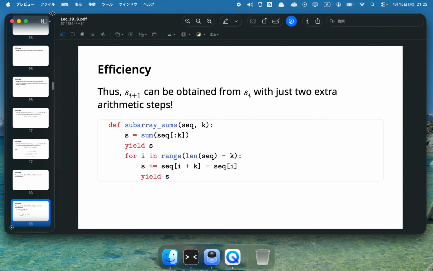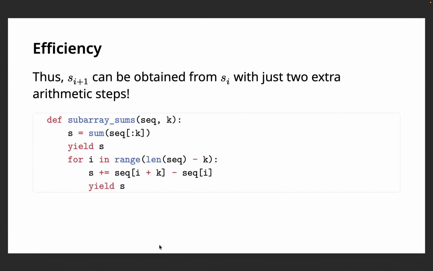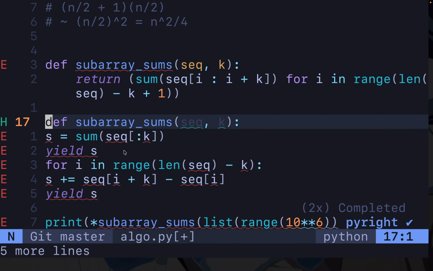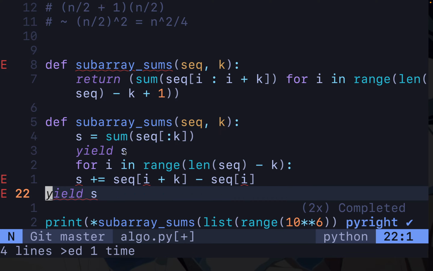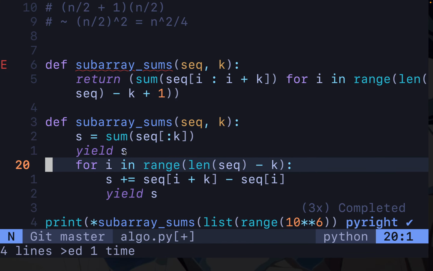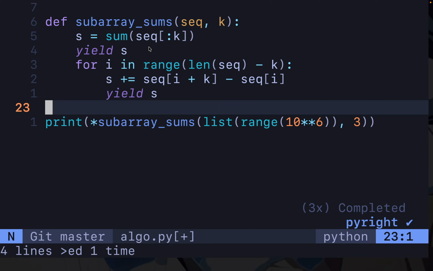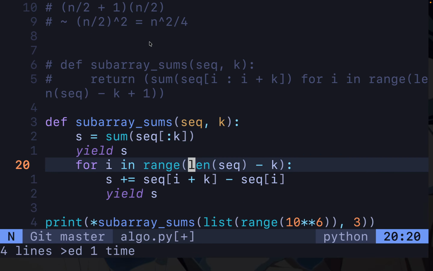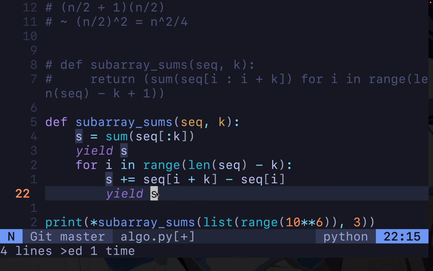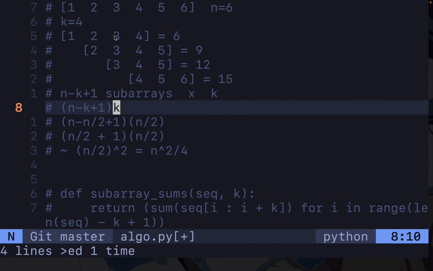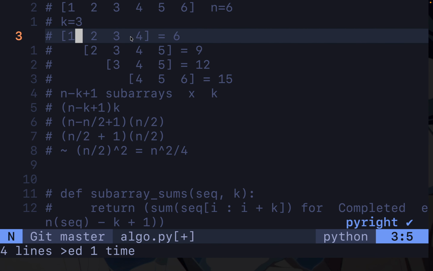So what's happening here is that you have your initial subarray sum, from the first k elements. Then for the next subarray sums, what you're going to do is add the next element, then remove the front element. For this example, let me use k is equal to 3 again.